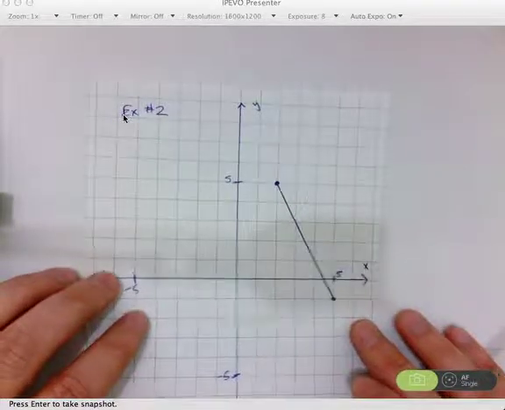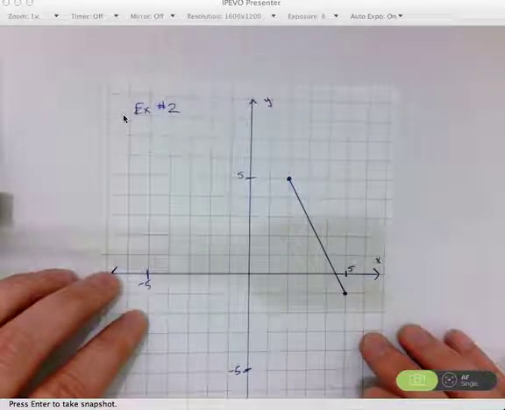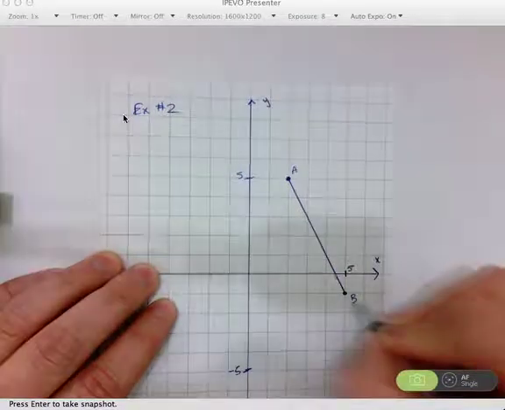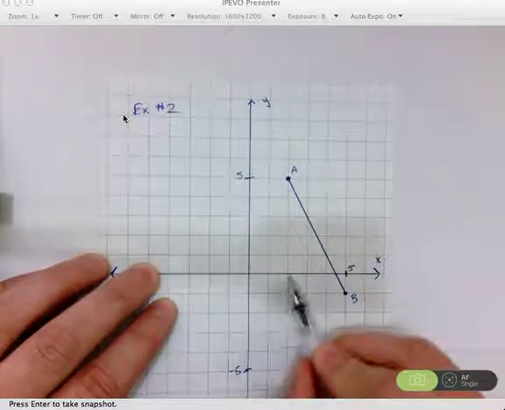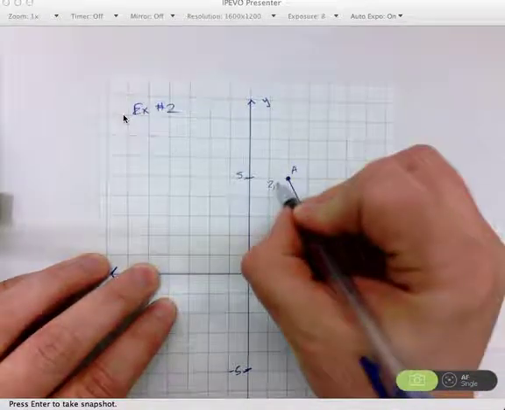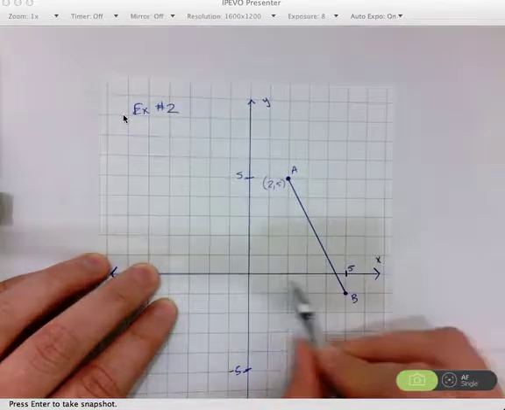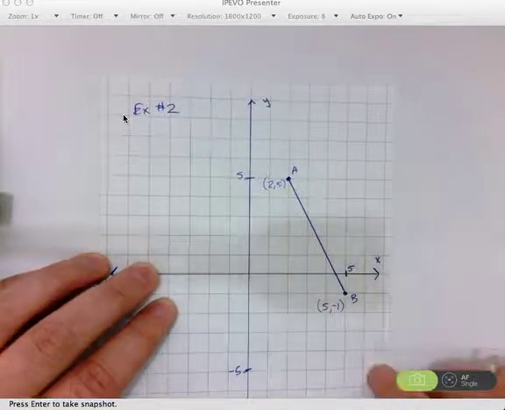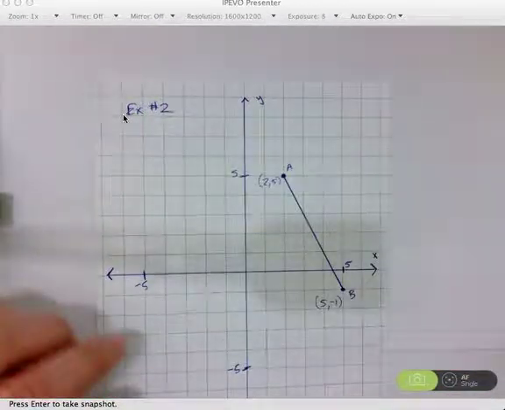So here is example number 2. Let's go ahead and label these again, point A and point B. Our coordinates are 2, 5, and 5, -1. Okay, get a little negative in here, a little practice. Again, like I said, this is going to be good practice from your algebra class.